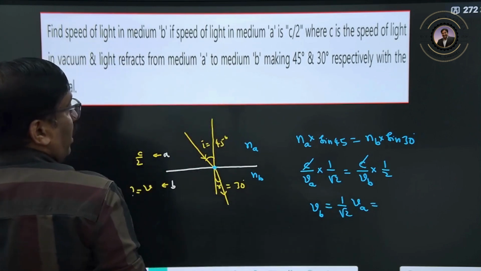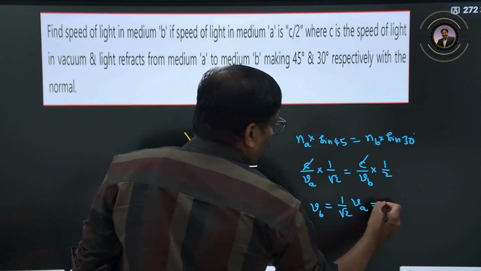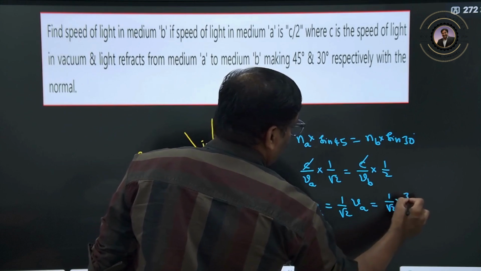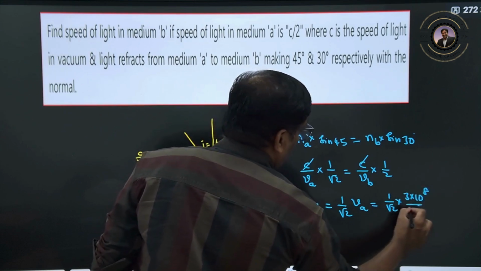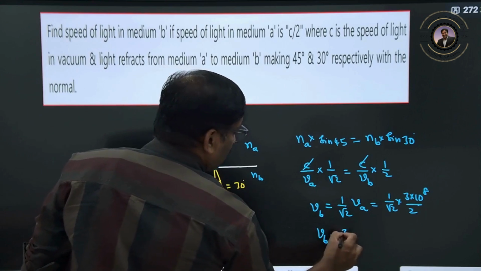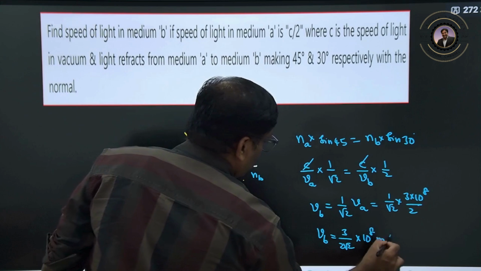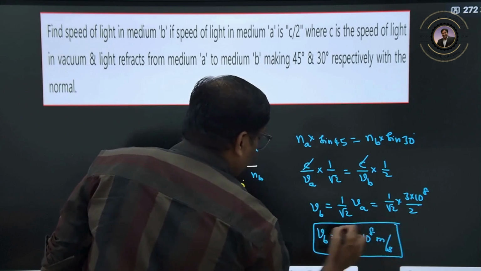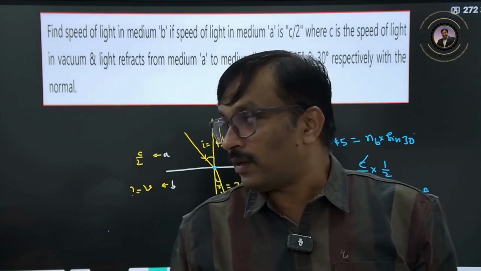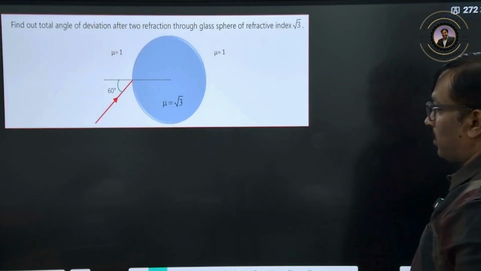The speed of the light in A is nothing but how much? It is c by 2. Therefore, 1 by root 2 into c by 2. C by 2 is nothing but 3 into 10 to the power of 8 by 2. So the speed of the light in B can be written as 3 by 2 root 2 into 10 to the power of 8 meters per second. This is the speed of the light. You understood? Clear? Now we will go for one more question.